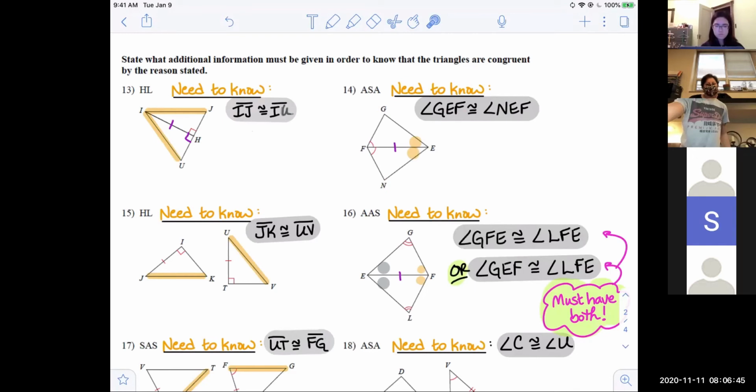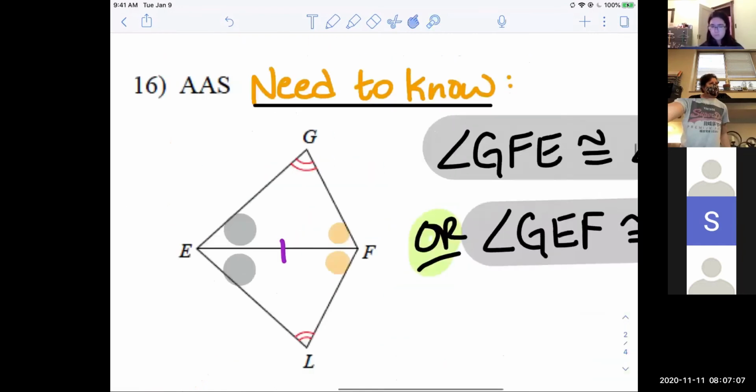Okay, now notice the number 16, and this kind of happens with the angle and the side ones. There's two different possibilities. So I'm asking you what additional information must be given. Well, there's two different things that would work. You don't have to just be given this one. You could also be given this one. So on that picture, we know we have a pair of congruent angles and we have the reflexive segment, but we could have either those angles being congruent and then the triangles would be congruent by angle side, or we could have the gray angles being congruent, in which case the triangles would be congruent by angle side.